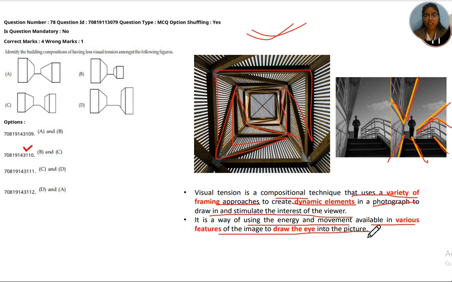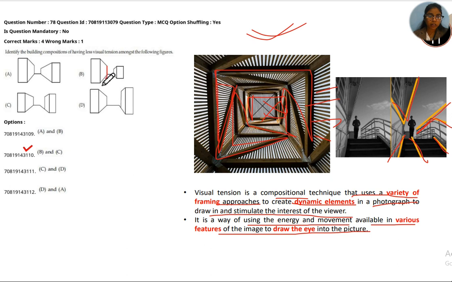Okay, so it is using the energy and the movement available in the various features. Features we're talking about, suppose this crisscross, these lines. These are the features which are drawing the attention of your eyes into the picture. So this is creating it. The more it draws your attention, the more visual tension you can say. So option B and C is your correct answer.